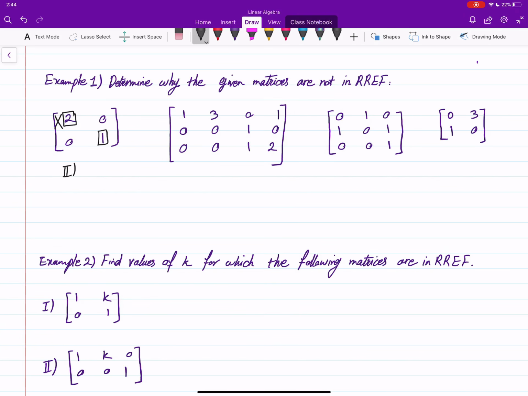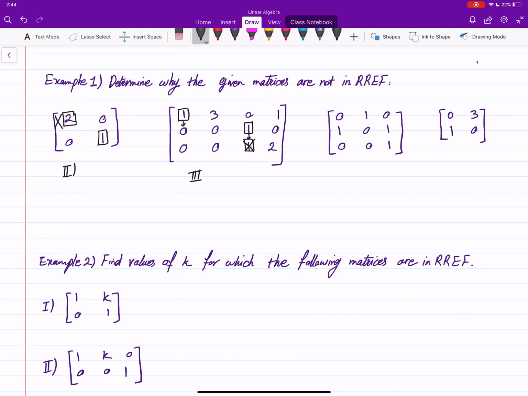How about this one? Here, the first non-zero entry of the first row is 1. For the second row it is, and for the third it is. How about the column condition? Below these leading ones, everything must be 0. Below, what? This cannot be 1. So that's why this is not a row reduced echelon form, because the 3 doesn't work.